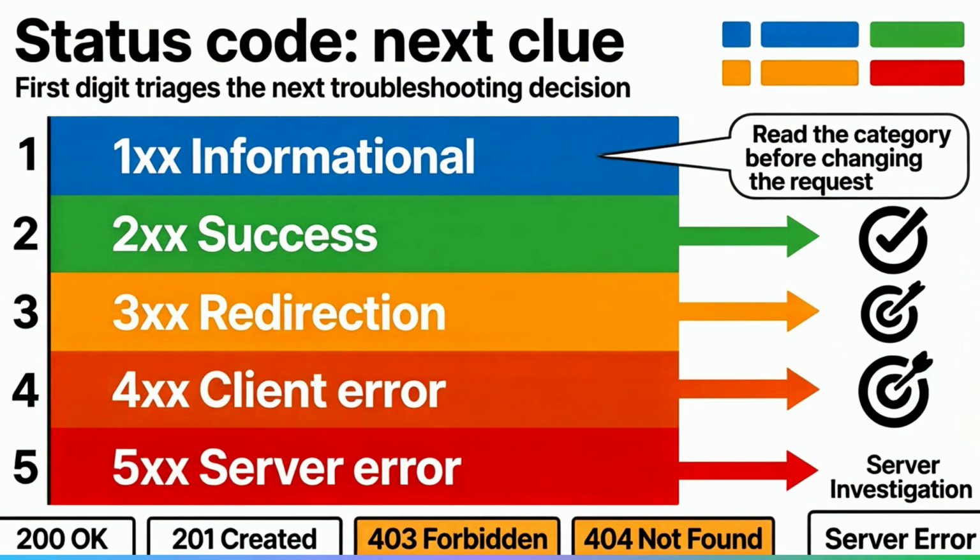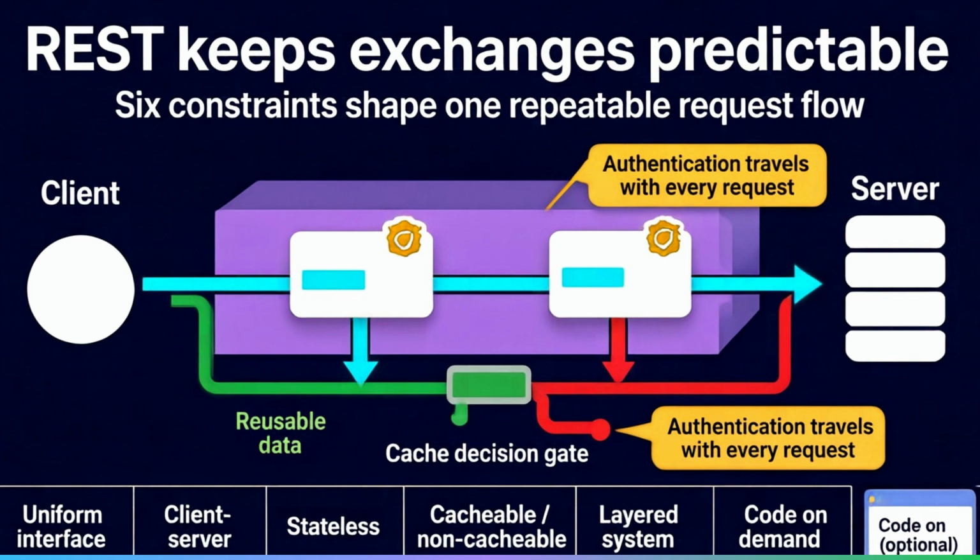REST makes this conversation predictable. Its uniform interface keeps resource access consistent. Client-server separation lets each side evolve without breaking the API contract. Stateless means each request stands on its own. The server does not use a previous request to decide the next response. HTTP may use TCP underneath, but REST exchanges are still stateless at their layer. Therefore, a protected request must carry the authentication information it needs every time.